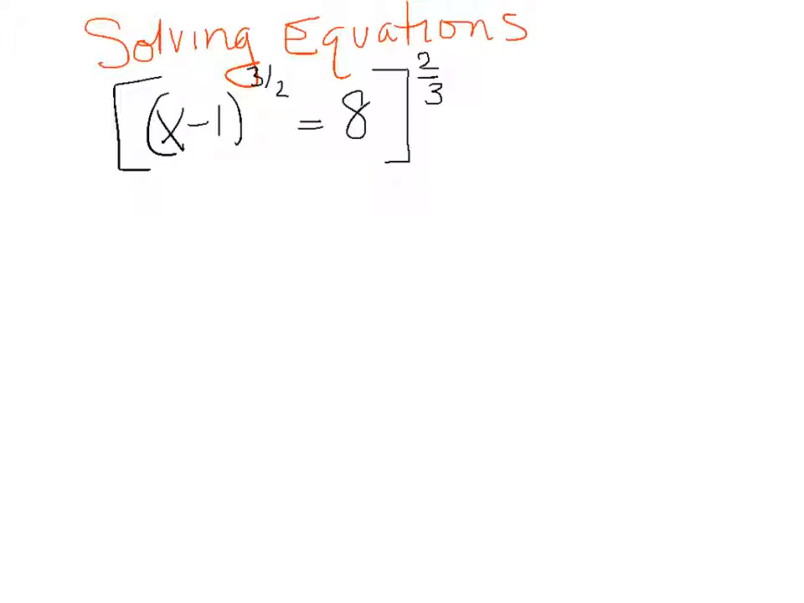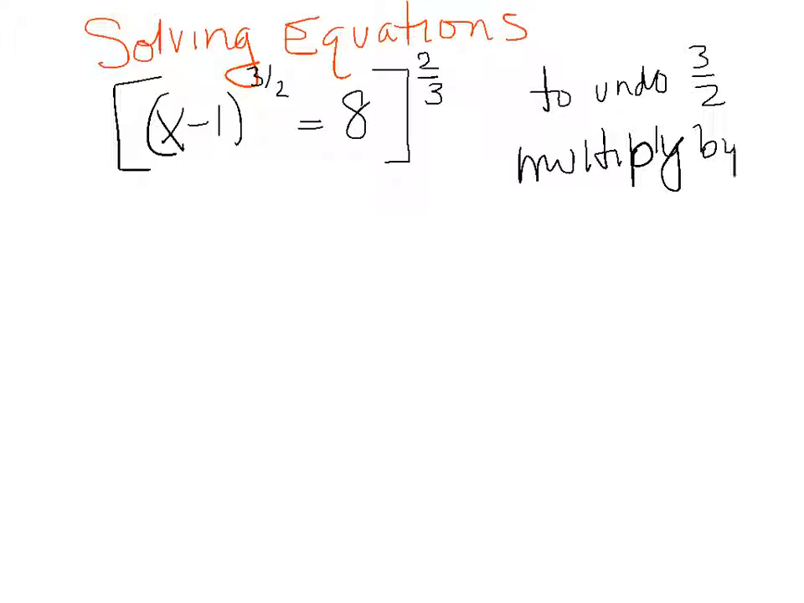Why did I do that? To undo the 3/2, I need to multiply by 3/2. Oops, I said that wrong. Let me do that again. I need to multiply by, of course, 2/3, right? 3/2 times 2/3 is equal to 1. And so then if I have a 1 as my exponent, I'm good to go.